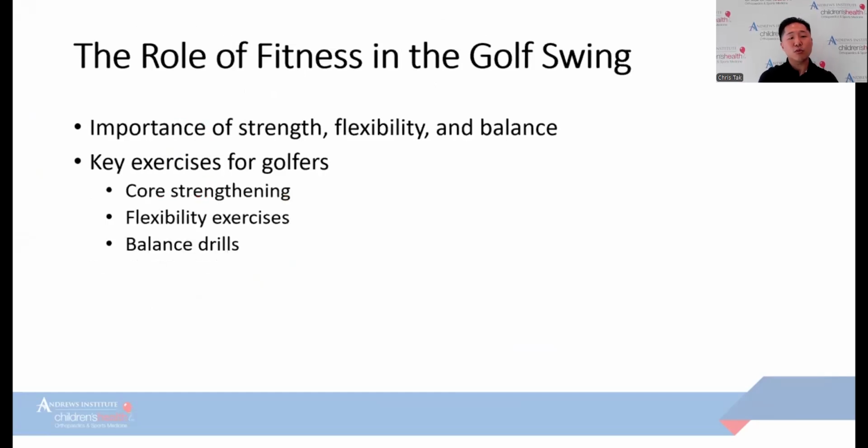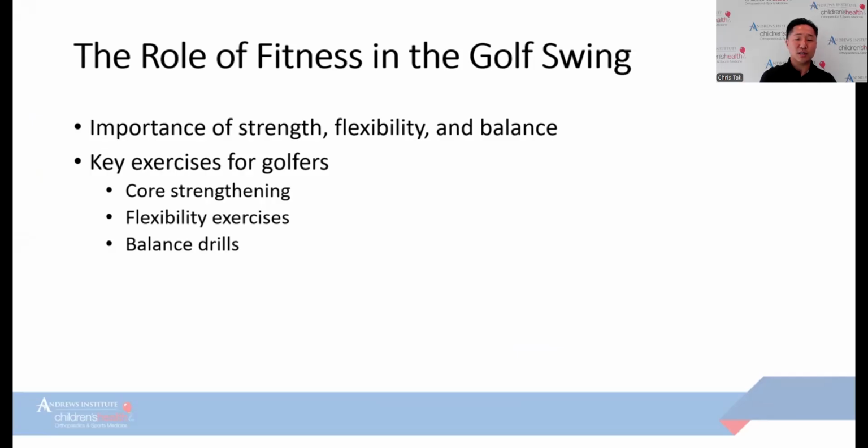So, the role of fitness in golf swing. Fitness plays a crucial role in achieving effectiveness and consistency of the golf swing. As I mentioned before, flexibility is probably one of the most important things. And of course, strength will also come into it and play a huge factor, and balance, as your body is going through various types of weight shifting and rotation through the axis. Those are going to be the key components of fitness and how you can improve your swing.